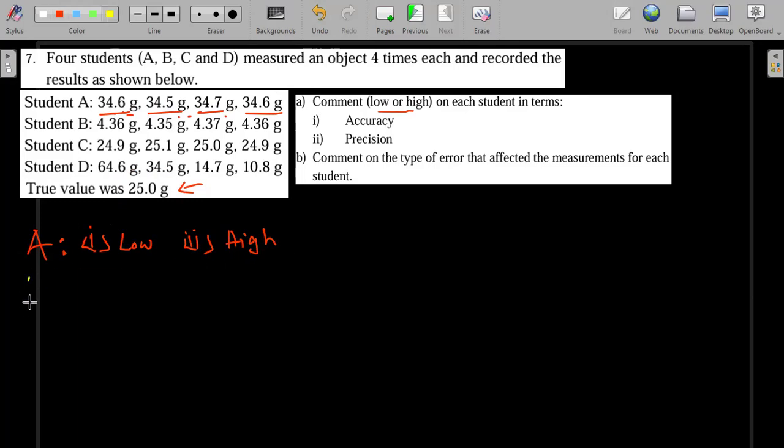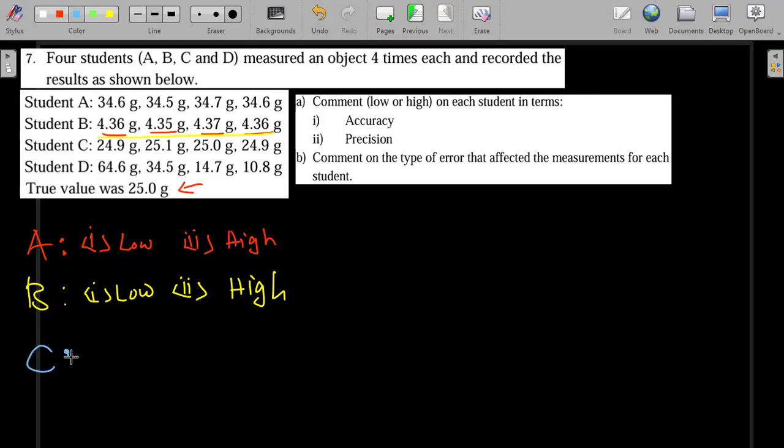Okay, student B. Let's look at the measurements. We have 4.36, 4.35, 4.37, 4.36. So again, when we talk about the accuracy, the accuracy is very low. Why? Because these 4 point somethings are very far away from the 25, guys. And what about the precision? We see that they are close to each other. So if they are close to each other, then we're going to say the precision is high.